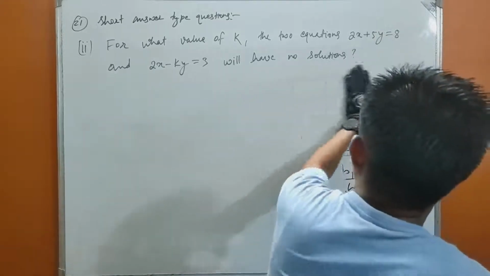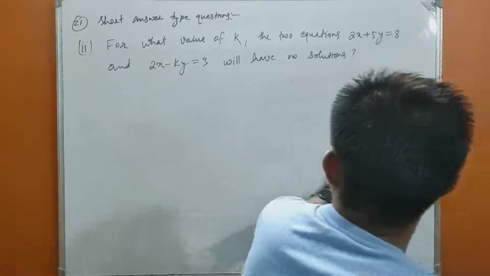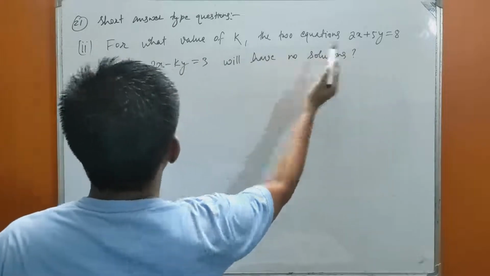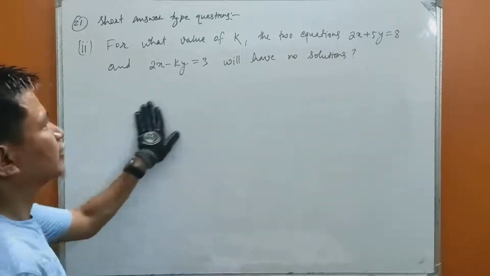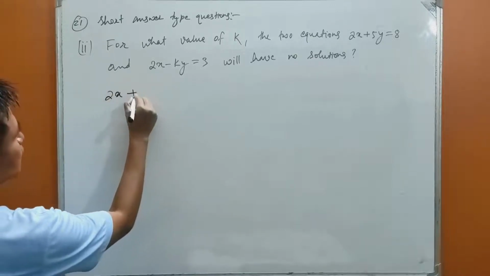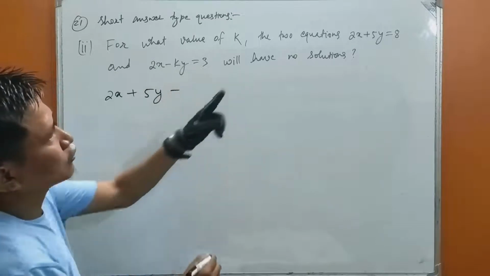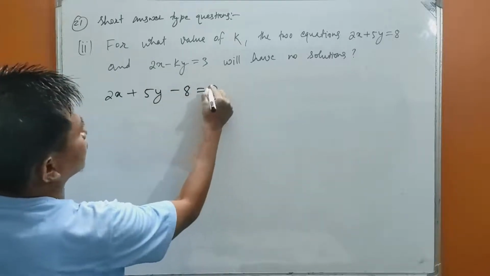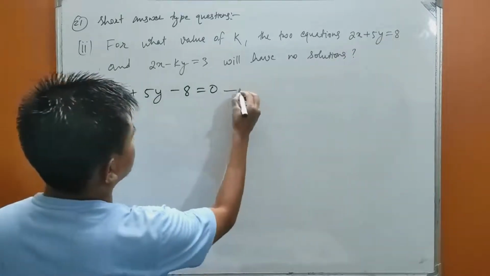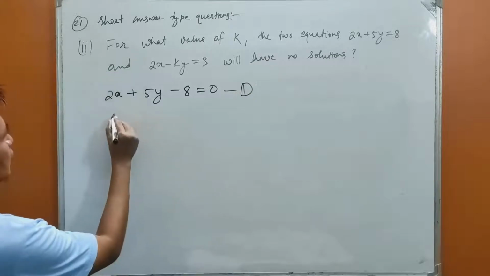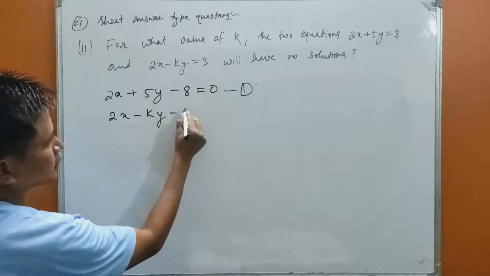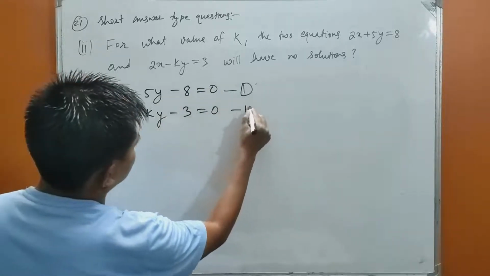Now let us solve this question. For what value of k will the two equations, this and this, have no solutions? The equations are 2x plus 5y equal to 8, so minus 8 equals to 0. Let us bring this plus 8 to the left hand side: 2x plus 5y minus 8 equals to 0. This is equation 1. And equation 2 is 2x minus ky plus 3, and bringing it to the left hand side, minus 3 equals to 0. This is equation 2.